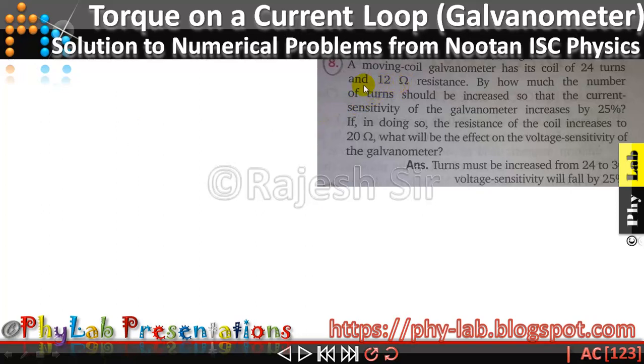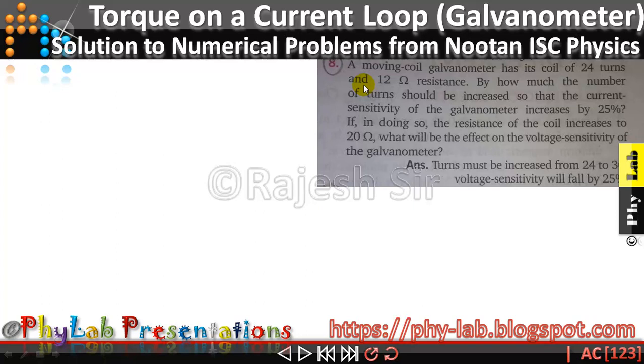The question asks us by how much the number of turns should be increased so that the current sensitivity of the galvanometer increases by 25%. And if in doing so the resistance of the coil now becomes 20 ohm, what will be the effect on the voltage sensitivity? So there are two parts of the question. So let's begin with the discussion of this particular numerical problem.